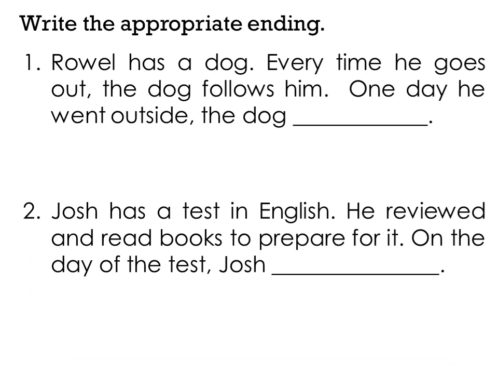So now, this time, you are going to write your own ending. Okay? Example number 1, Roel has a dog. Every time he goes out, the dog follows him. So one day he went outside. The dog blank. So what do you think will happen? Just write your answer in your notebook.